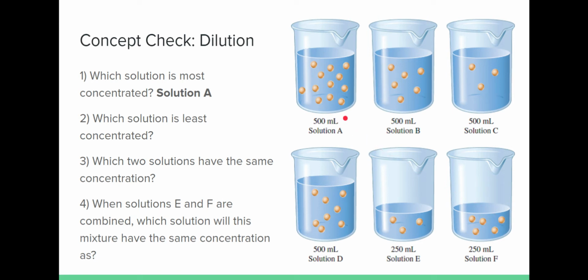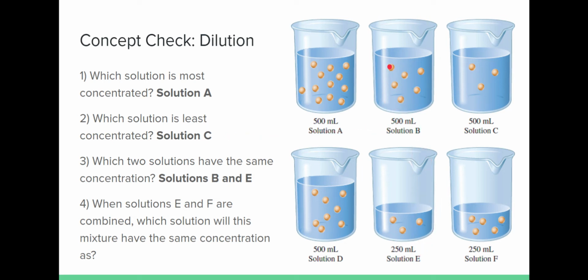Which solution is the least concentrated? Well, from these pictures, you can very clearly see that it's solution C. It has the most amount of volume, and in that volume, it has the least number of particles, 3, in that much larger volume, which makes that solution much more dilute. Now, in terms of which solutions have the same concentration, that would be beakers B and E.